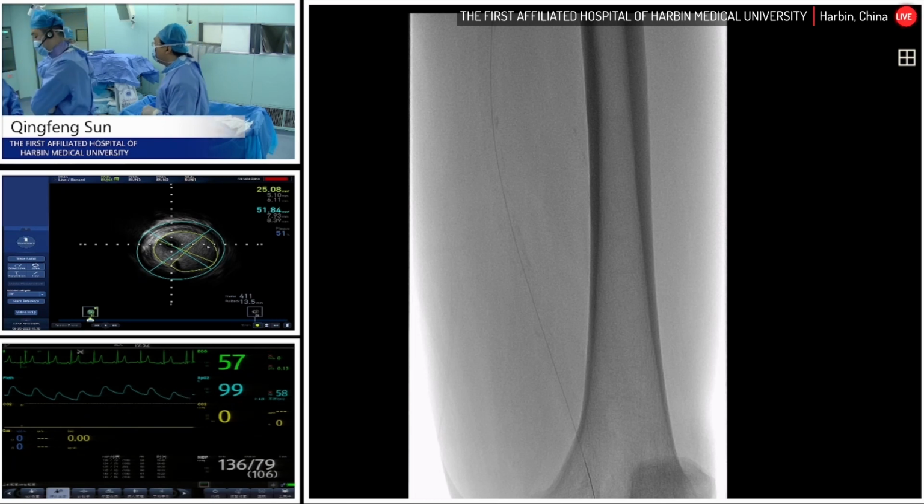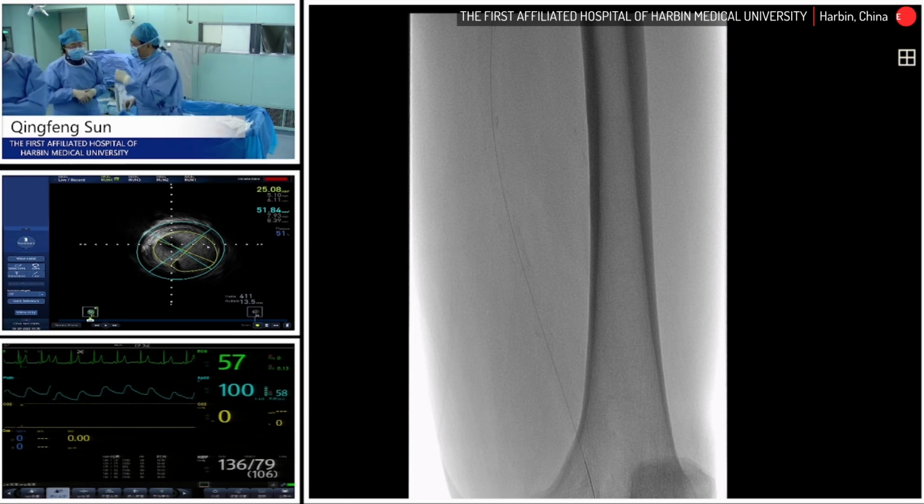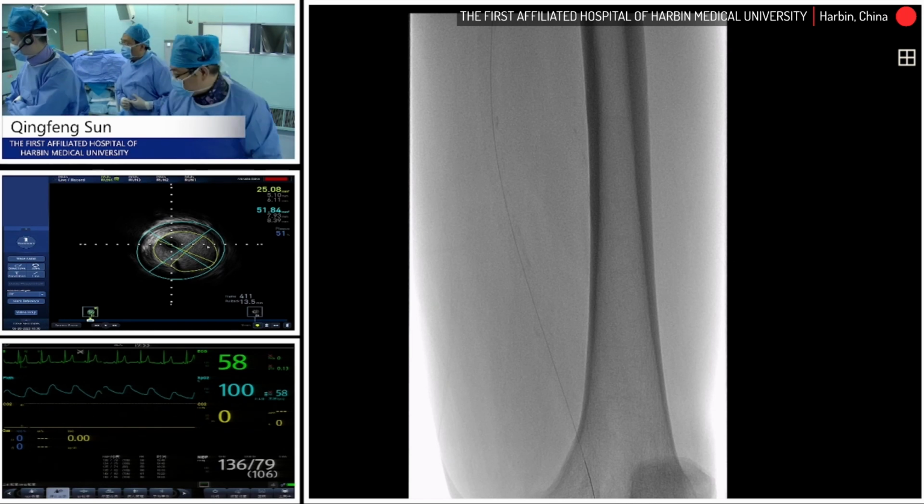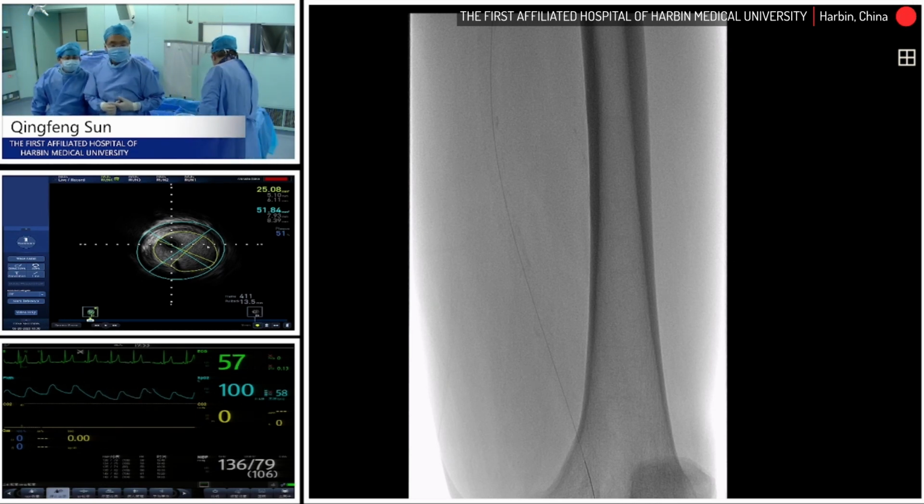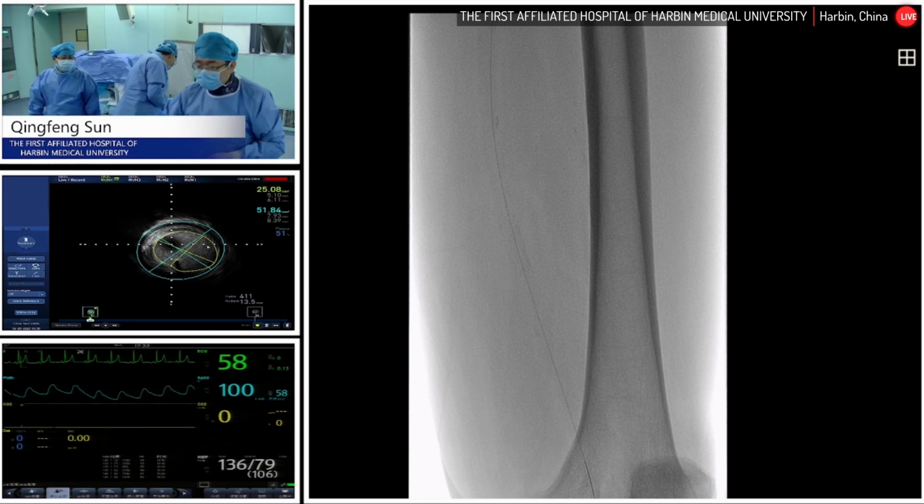Pressure. Okay. So we want to test the pressure to see if the dissection is necessary for the intervention.